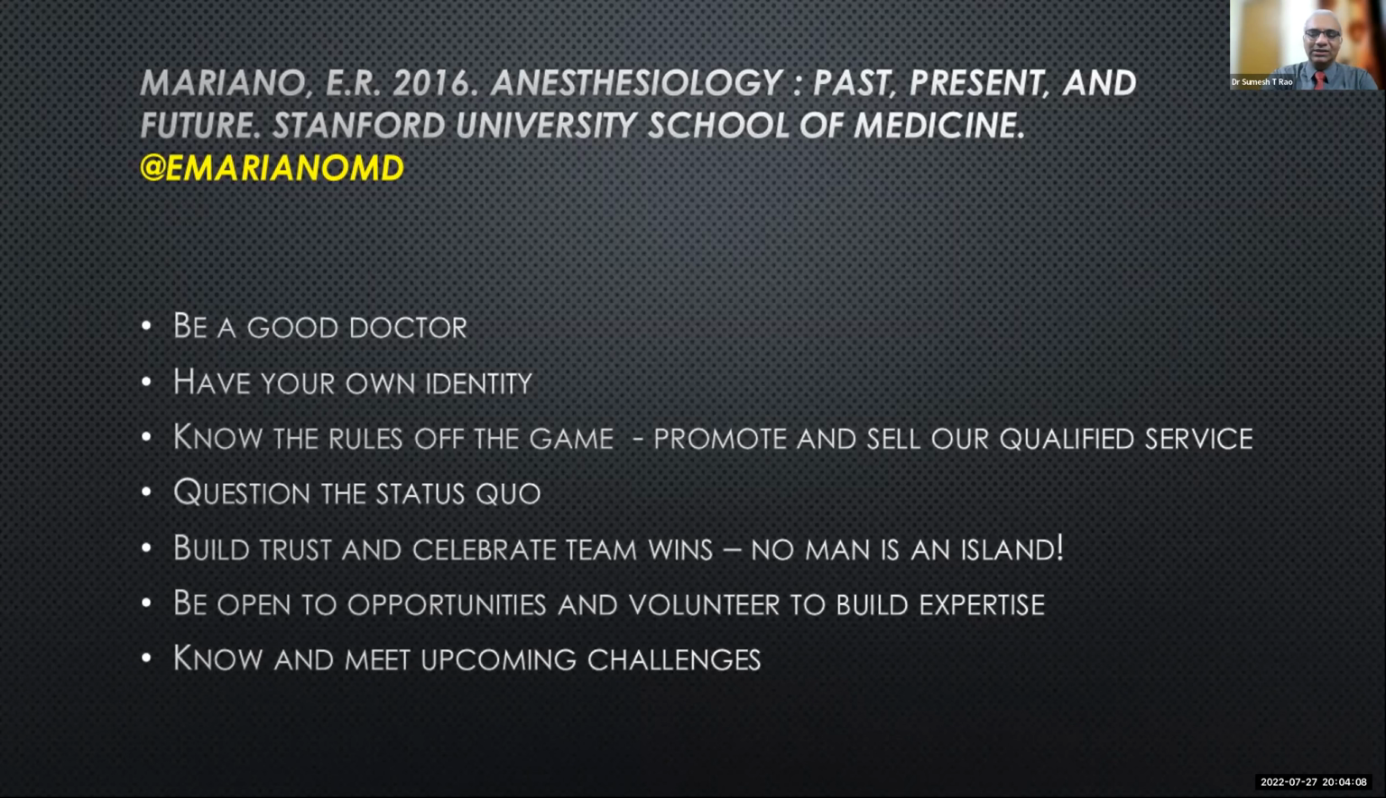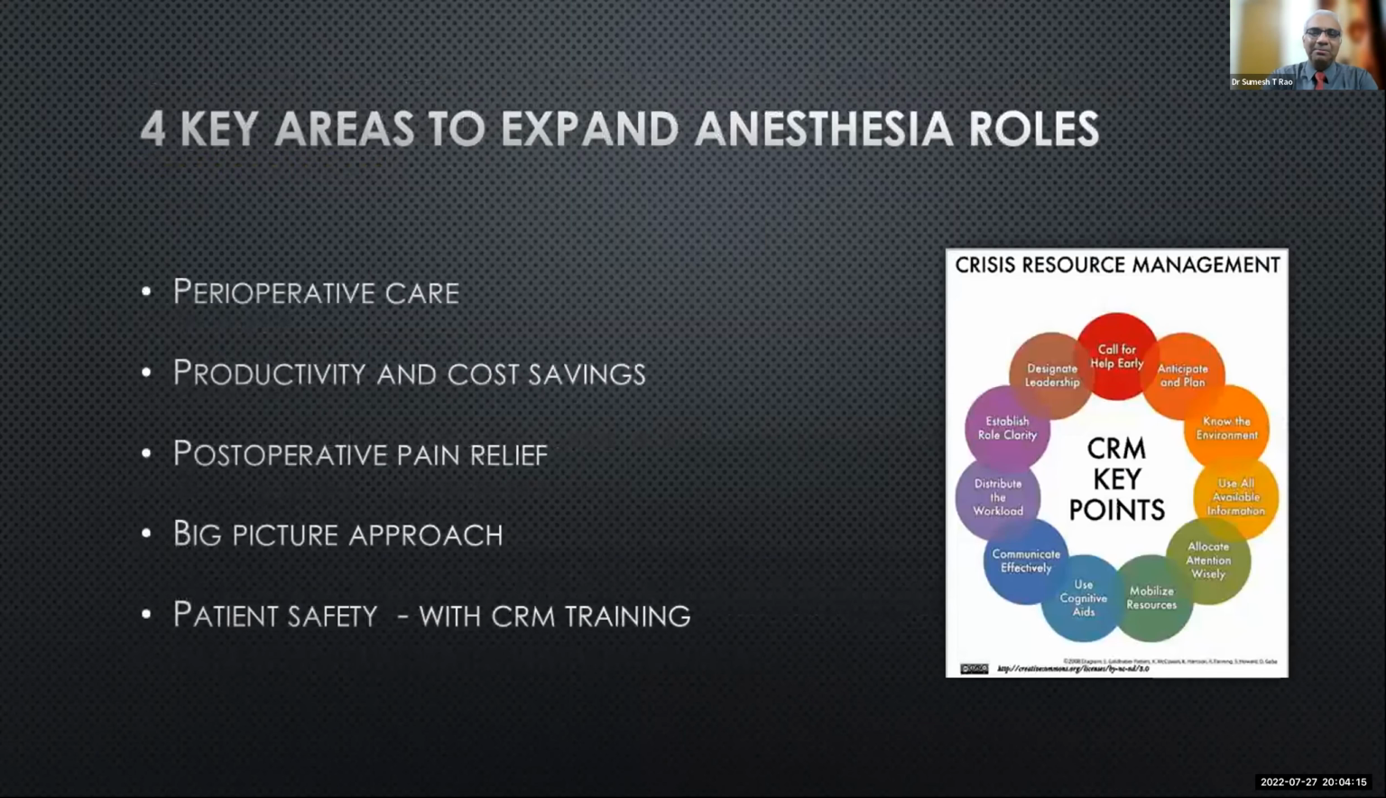So we need to know what is going on in healthcare and in hospital management and how our own institution is being managed. So we know our anesthesia roles. How do we expand this expertise to managing a hospital as a whole? There are 4 key areas to think about. So our perioperative care expertise can be extended to operations management across the hospital.